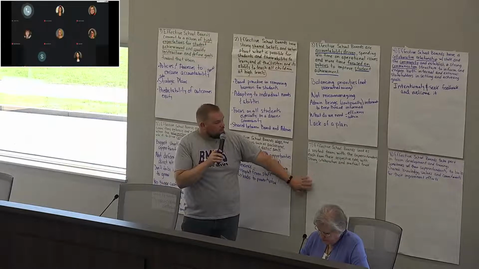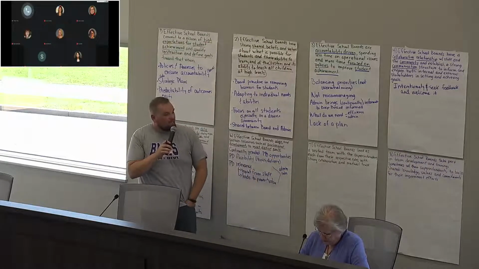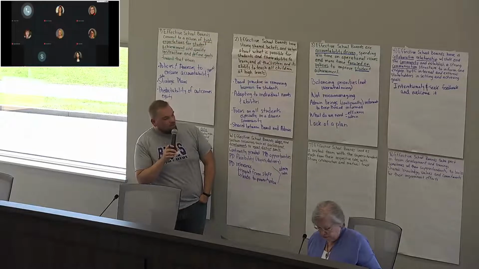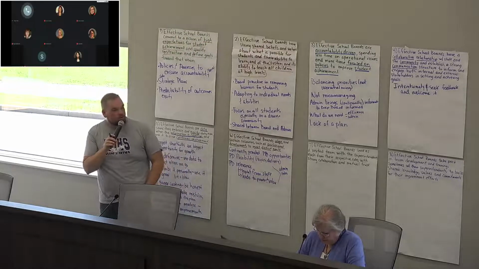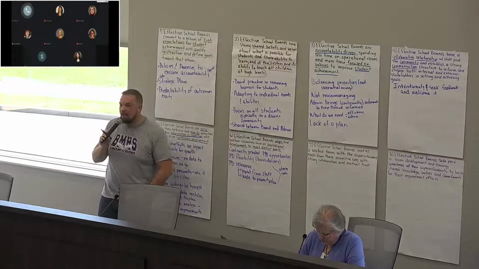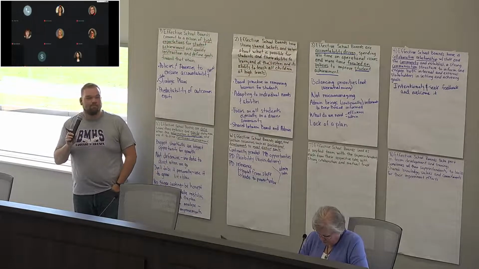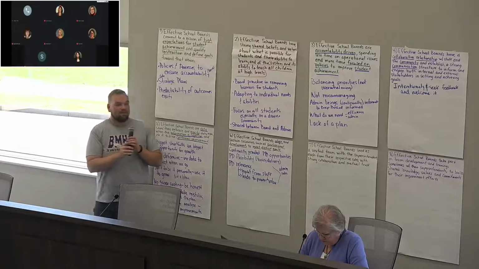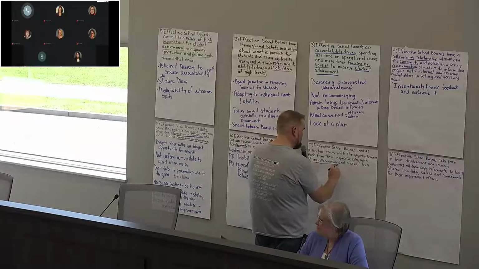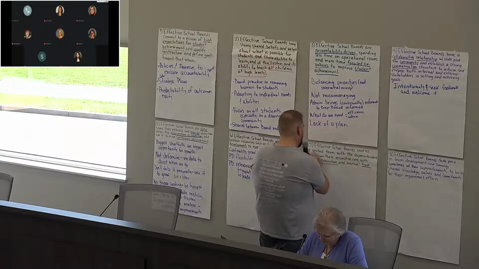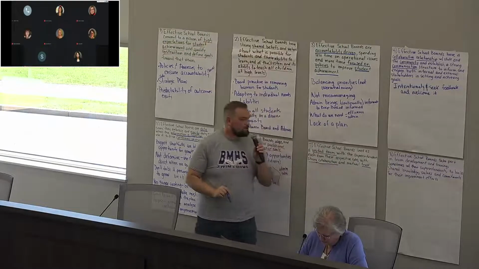All right, number 7: Effective school boards lead as a united team with the superintendent, each from their respective roles, with strong collaboration and mutual trust. Strong collaboration. Collaboration and trust. United team.